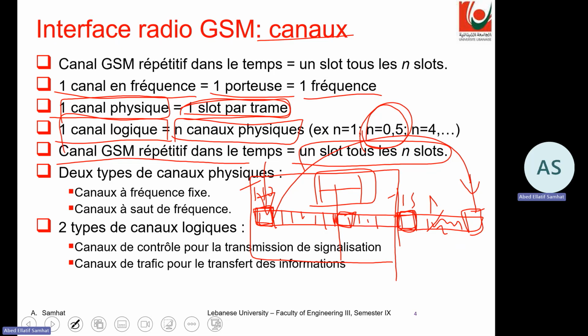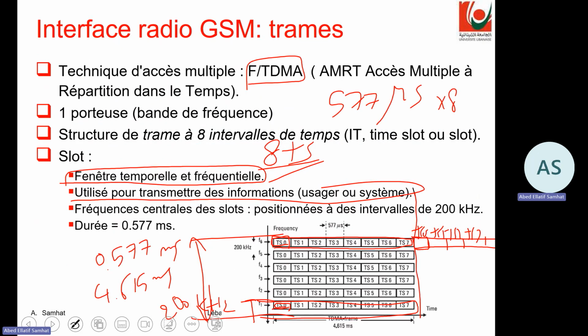Regarding the channel, we have two types of physical channel: physical channel with fixed frequency and physical channel with hop frequency. In a physical channel with fixed frequency, it's like what I presented before. It's TS0, and we stay at the same frequency. That's what we call fixed frequency. With frequency hop, according to a predefined algorithm for how to shift from one frequency to another, it could be TS0, and after that you move to TS0 in F3, and after that TS0 in F5, and so on. This is with hop frequency.